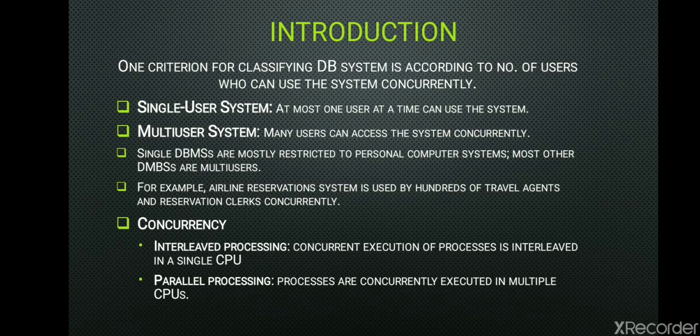Concurrency is further divided in two ways: interleaved processing, and the second is parallel processing. What is interleaved processing? In interleaved processing, concurrent execution of processes is interleaved in a single CPU. That means the tasks are happening on a single central processing unit, as in our laptops. When we open our task manager, we can see a number of processes going through, and all these processes are happening in a concurrent style.